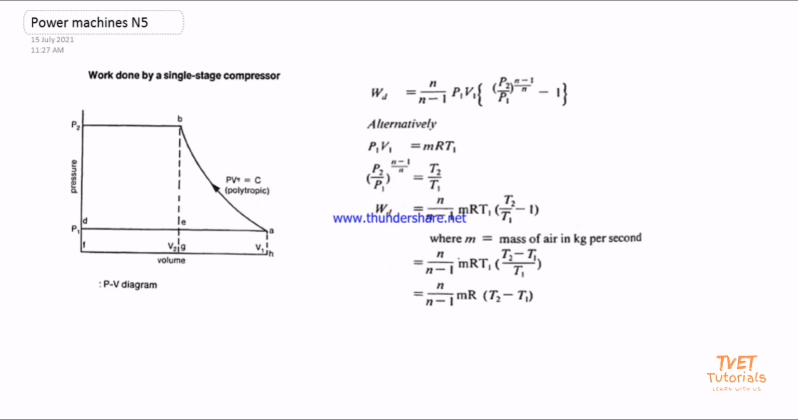The work done by a single stage compressor is shown below. When air is supplied to a compressor, or is being sucked by the compressor, it compresses the air through this polytropic compression with a certain index of expansion. Usually it will be given and it's notated as n.